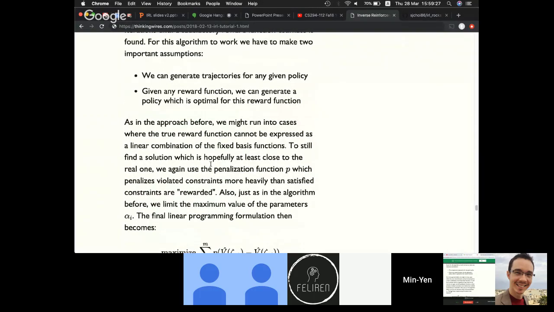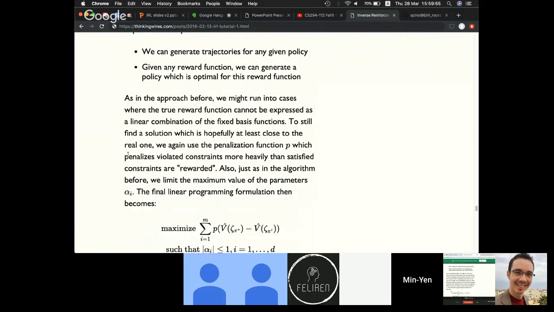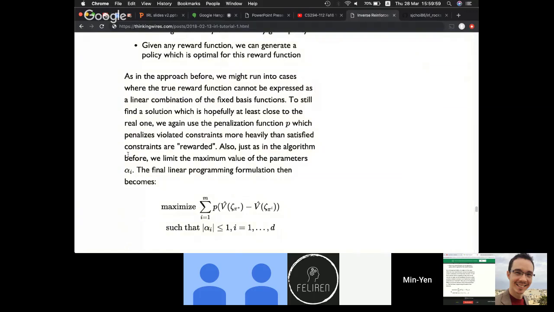It says we have to make two important assumptions. We can generate, meaning we have a generator, that's standard. And given any reward function, we can generate a policy which is optimal for this reward function. This just says we know how to do RL. As with the approach before, we might run into cases where the true reward function cannot be expressed. That's the model representation problem. And we can penalize that using the same types of constraints that were in the first part of the paper.